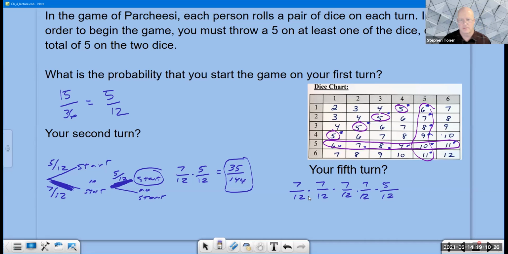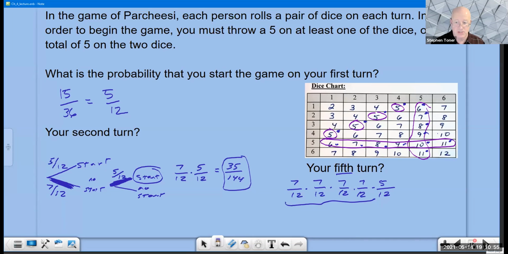5th turn. I'm not actually interested in what the answer is there. I'm interested more so in understanding that process. You had to go through 4 of the failures before you get to that success on that 5th trial. Okay, so hopefully you're seeing a similarity between that Avon problem and this problem here, especially in how I've drawn the chart at the bottom left of this screen.